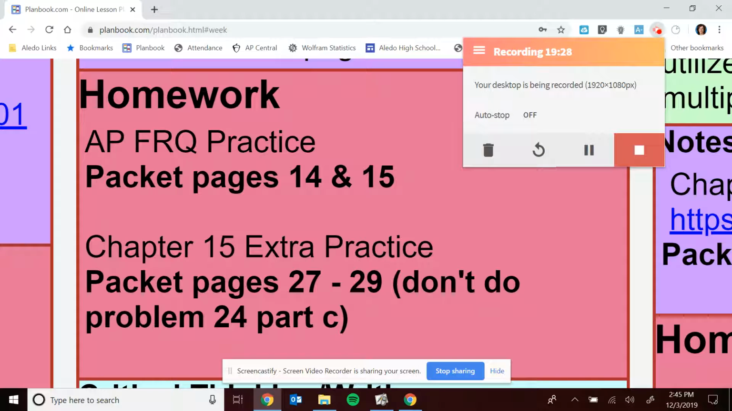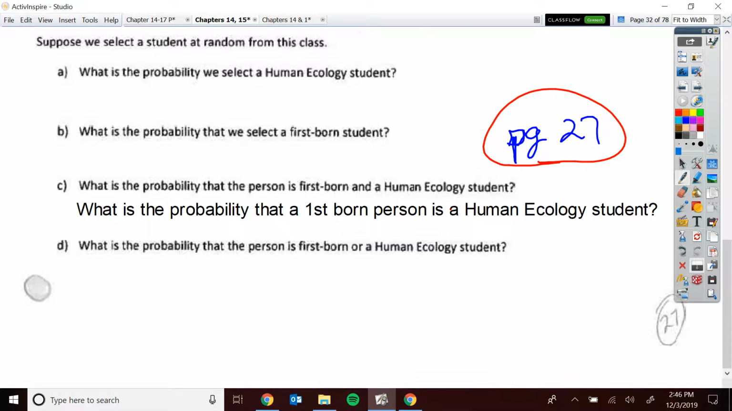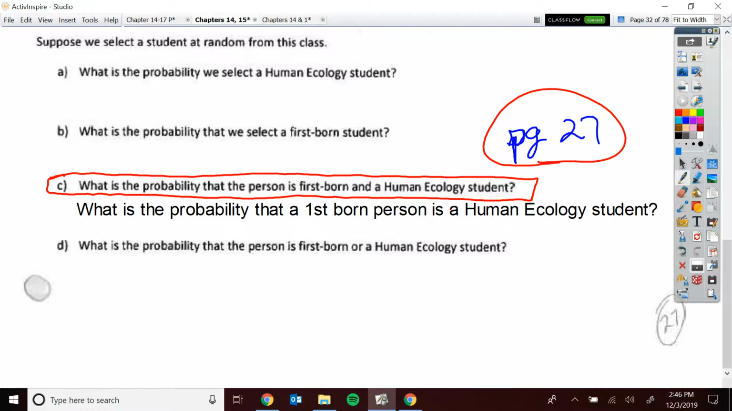Okay, we're going to talk about something real quick. Go to the bottom of your page 27 and let's look at problem C, because one of the things that I like about this class is it really makes you look at the wording in a detailed fashion. You cannot just skim these. You have to really analyze all the wording.